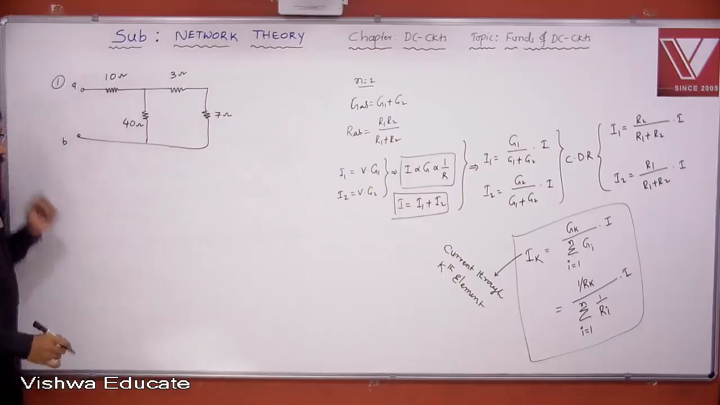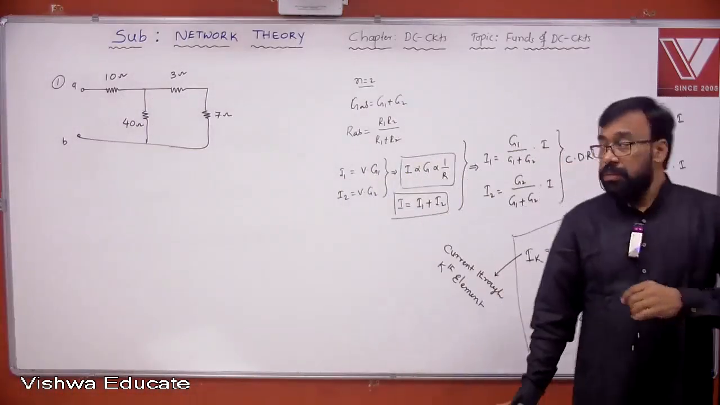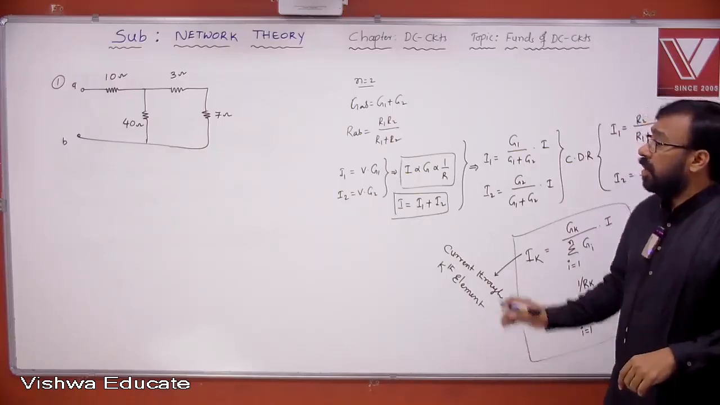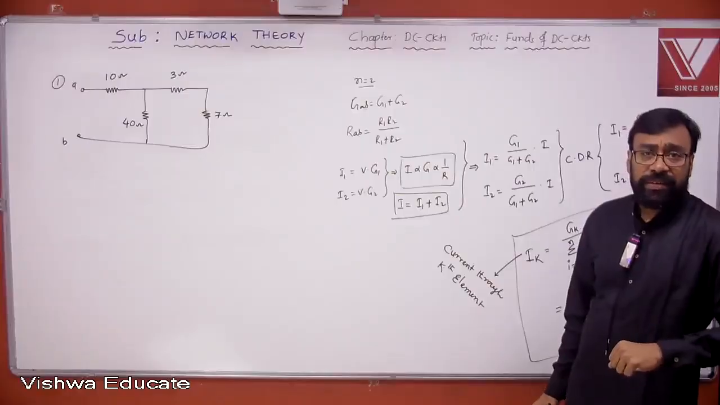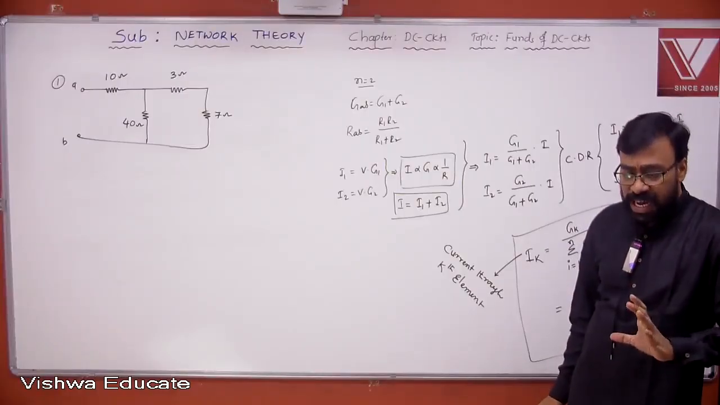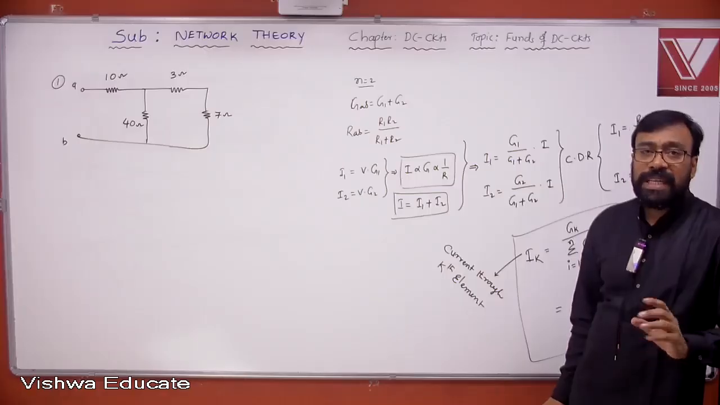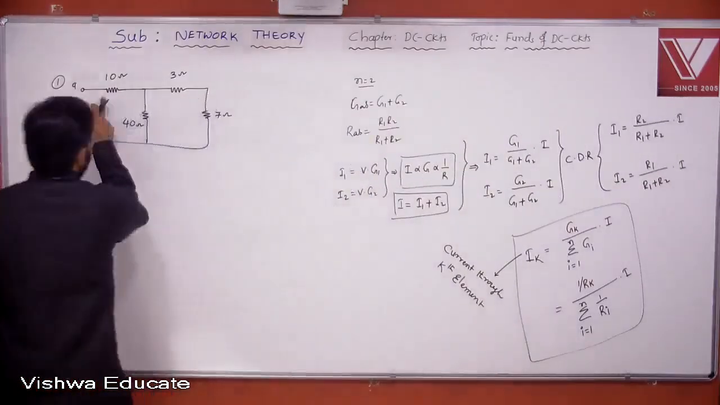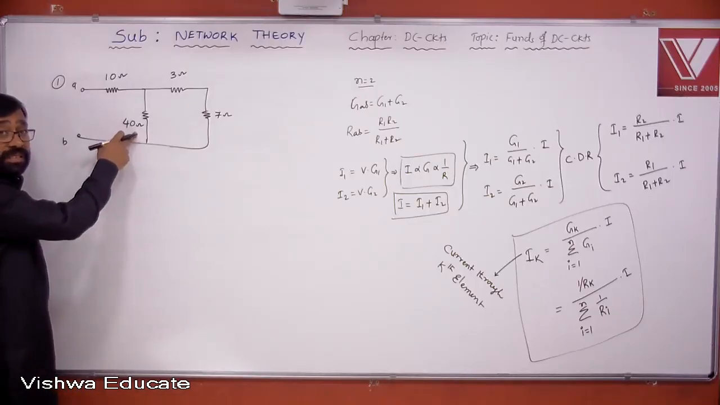What is RAB? You can find it. You can start working on that. How are the elements connected? To find RAB, first we need to identify how the elements are connected. If I ask you 10 and 40, how are they connected? Series or parallel?